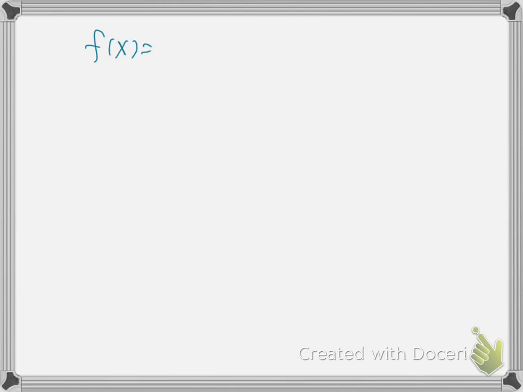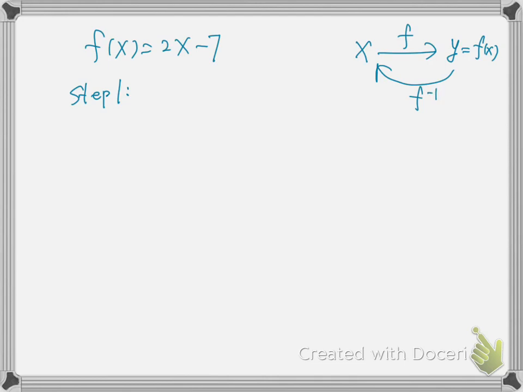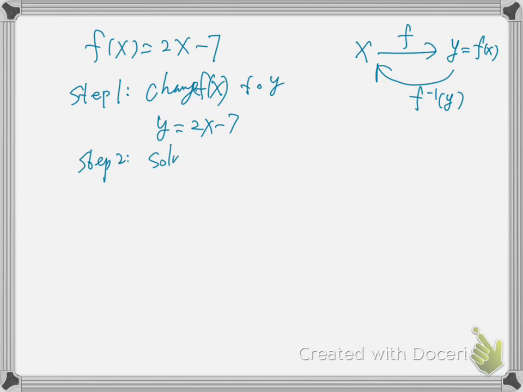So let's say f of x is 2x minus 7. Okay, so we have 3 steps to find the inverse function. Step 1, essentially just switch the variables. So this is the idea. X changes to f, y is f of x, and f inverse changes y back to x. So first change f of x to y. So we get y is 2x minus 7. Step 2, solve for x.